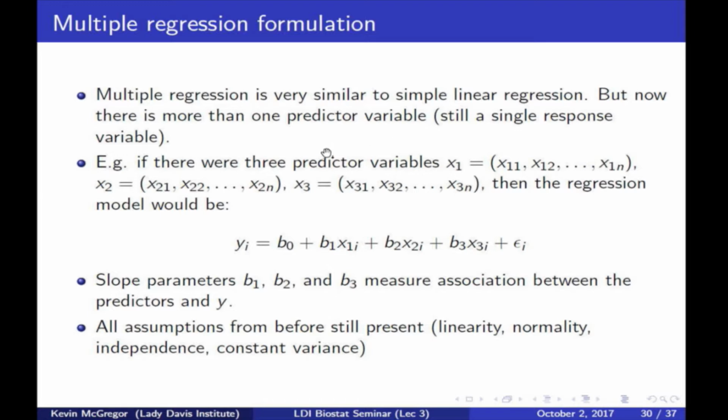So for example, if we had 3 predictor variables, we'll just say x1, x2, and x3. I now have a double subscript on each of our x's. This just means the first individual's observation of the first variable, the second individual's observation of the first variable, et cetera, et cetera. And this is all the individuals' observations for the second variable, all the individuals' observations for the third variable. So we still assume that there are n individuals.